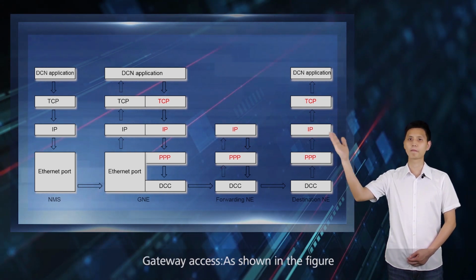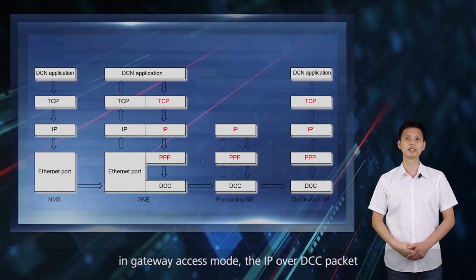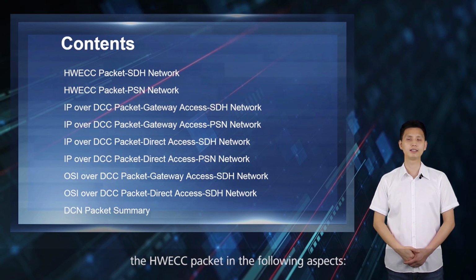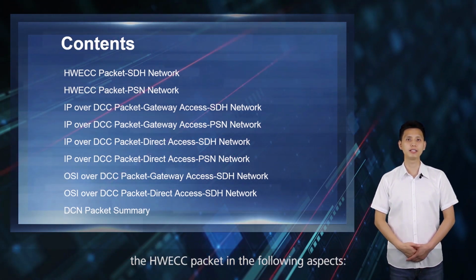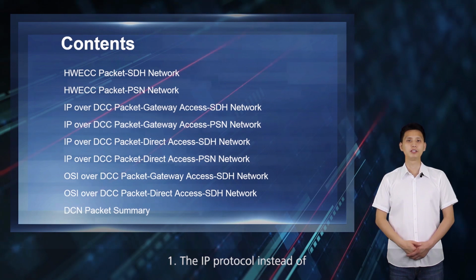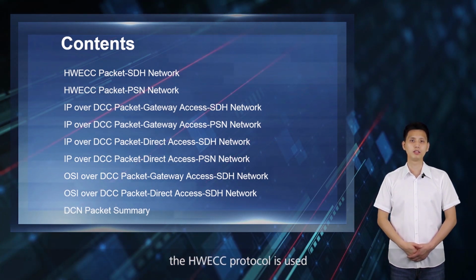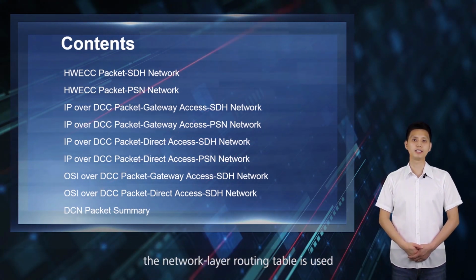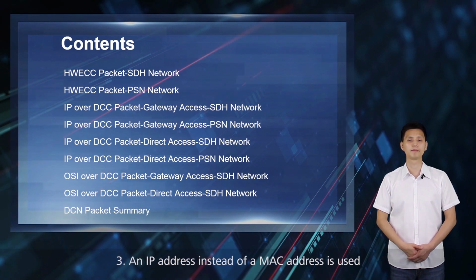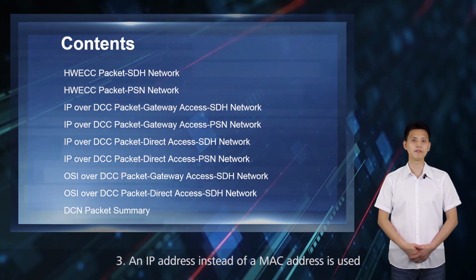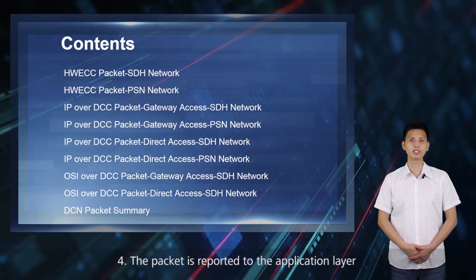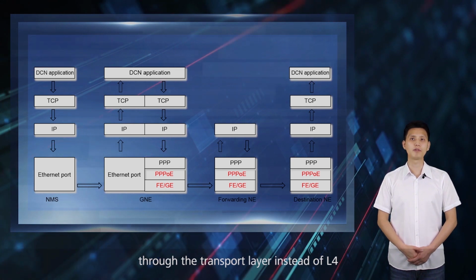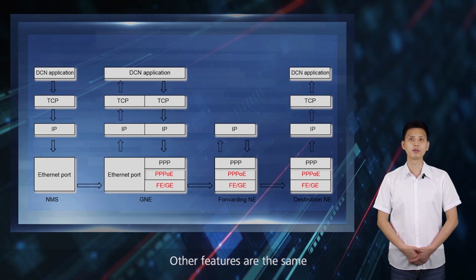Gateway access. As shown in the figure, in gateway access mode, the IP over DCC packet on the SDH network is different from the Huawei ECC packet in the following aspects. 1. The IP protocol instead of the Huawei ECC protocol is used. 2. The IP routing table instead of the network layer routing table is used. 3. An IP address instead of a MAC address is used. 4. The packet is reported to the application layer through the transport layer instead of L4. Other features are the same.